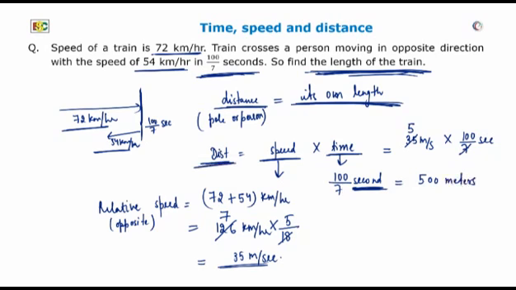It means the distance covered by the train is equal to 500 meters. So the length of train is also equal to 500 meter. That is our answer.